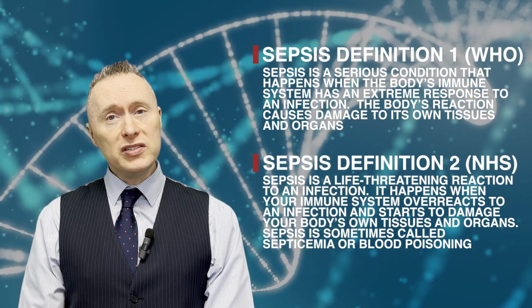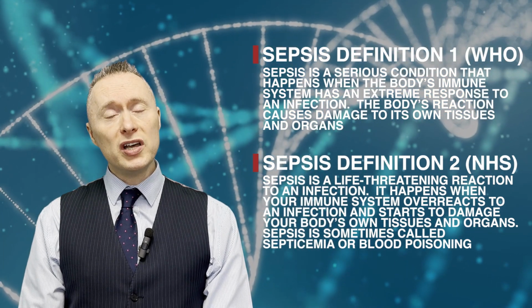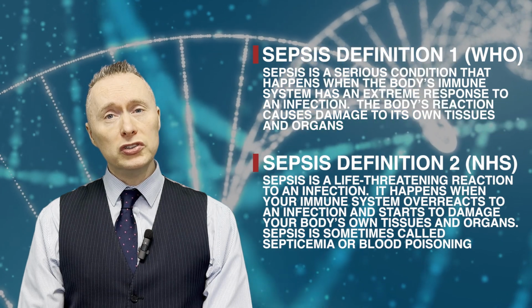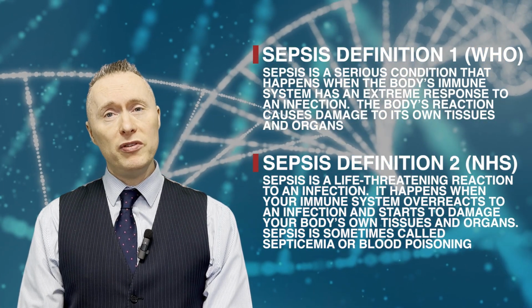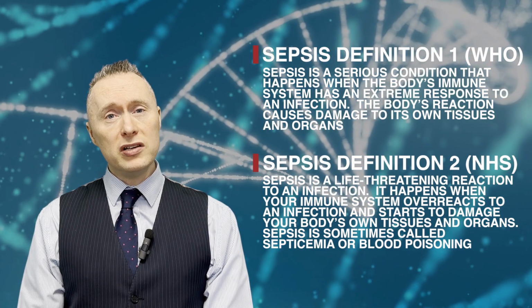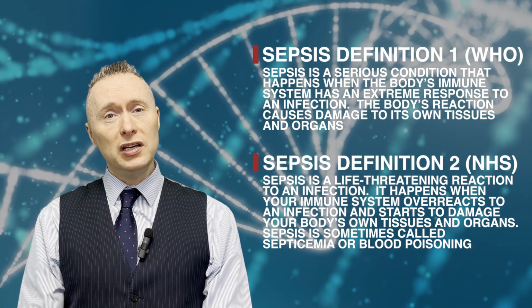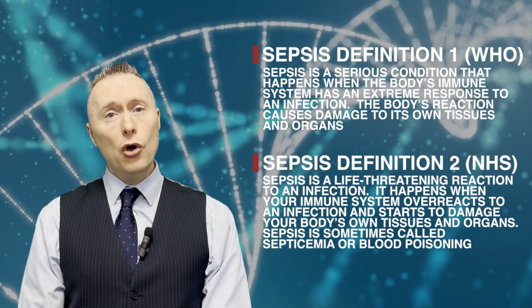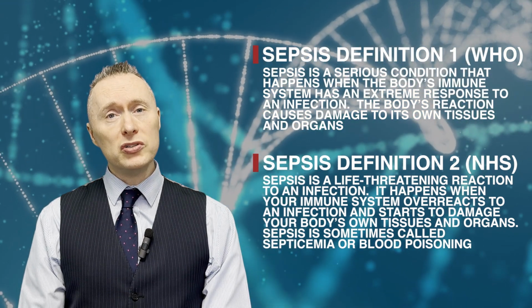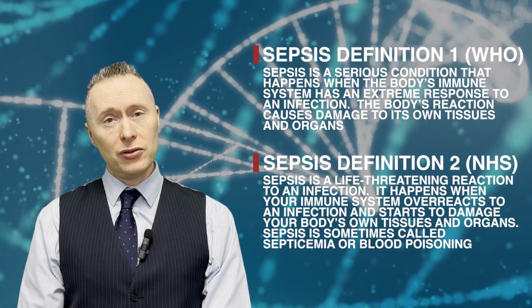So both of these definitions acknowledge that sepsis starts as a result of a local infection. It can be any type of infection that triggers the sepsis reaction, and it's this extreme physiological reaction which can cause damage to the body and possibly death. So why all the fuss and talk about sepsis? Why do we need to do this training today?